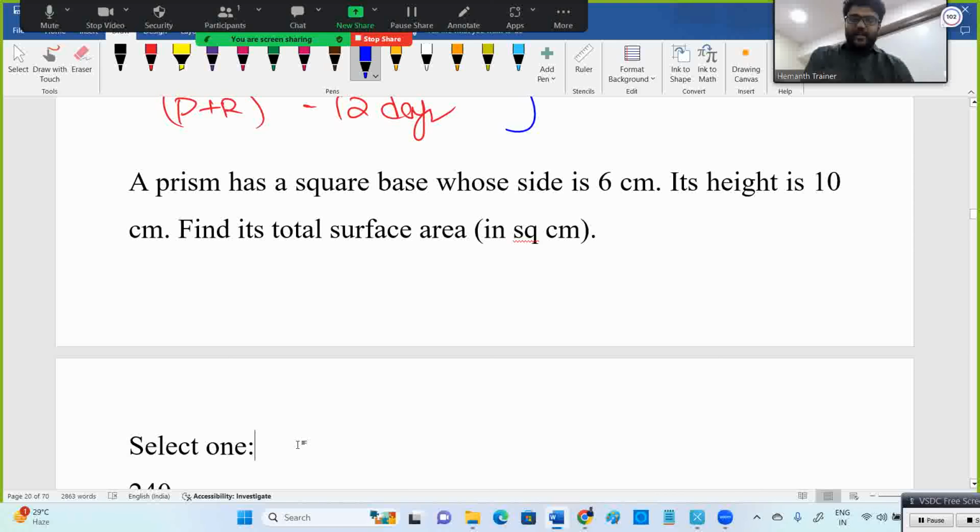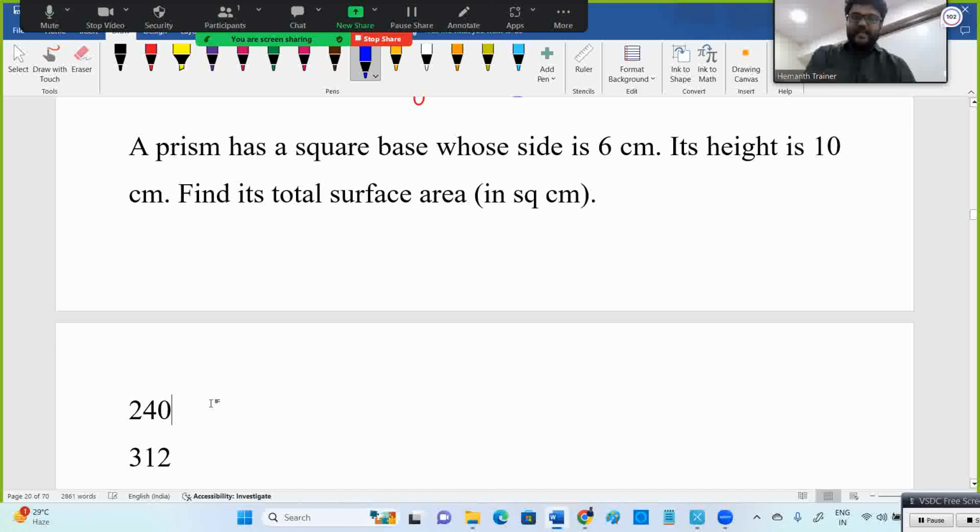This question is related to areas and volume. A prism has a square base whose side is 6 centimeters. Its height.